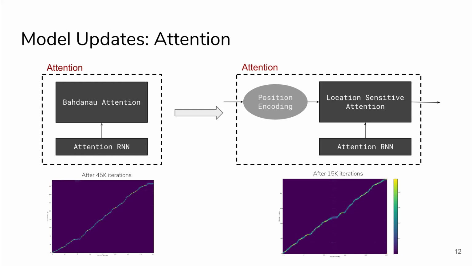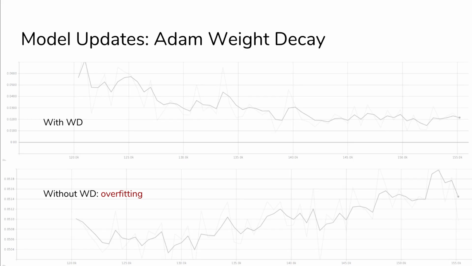Attention module has been updated to consider more about the monotonic nature of the problem. Therefore, we changed to location-sensitive attention, which aligns much faster than the previous version and leads to 3 times faster model convergence. One of the previous problems of TTS was overfitting, which means lack of generalization of the model against sentences outside of the training set.